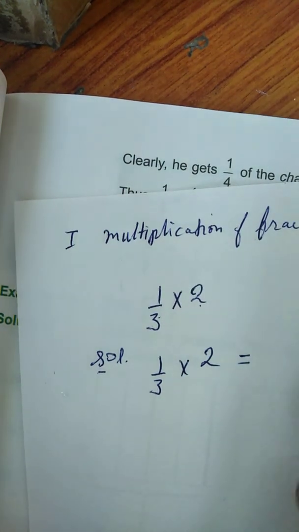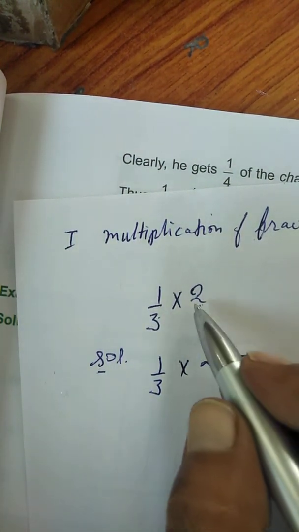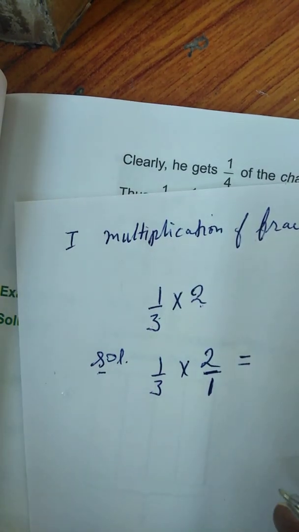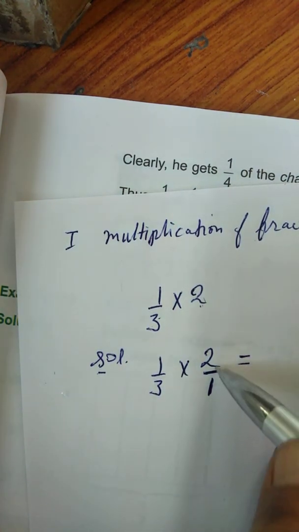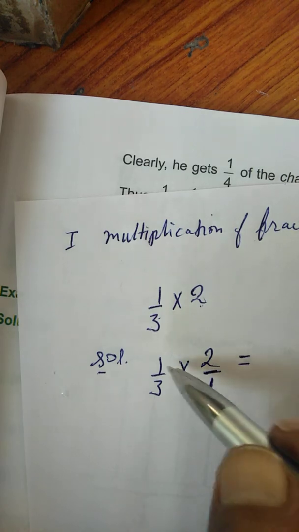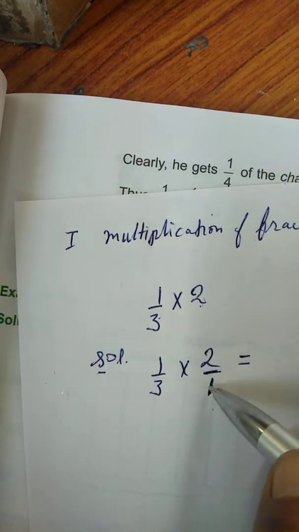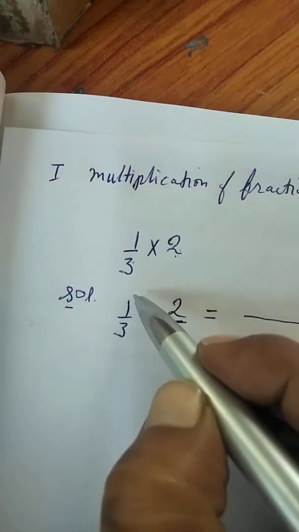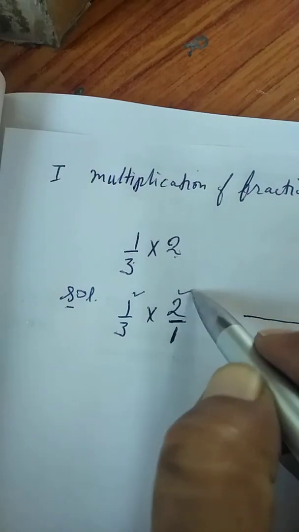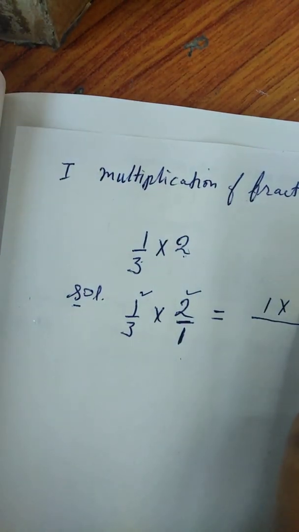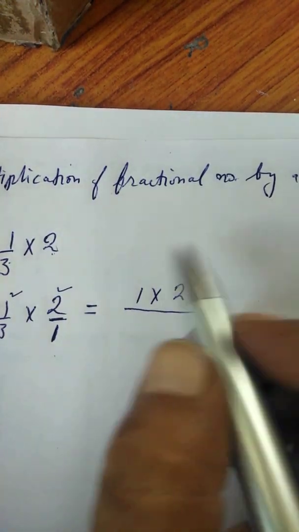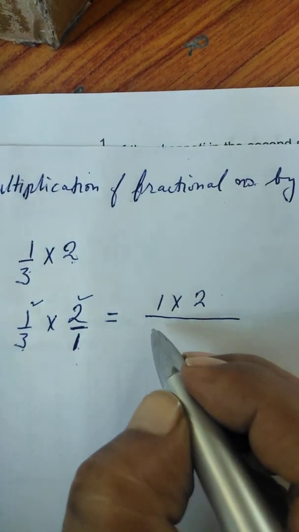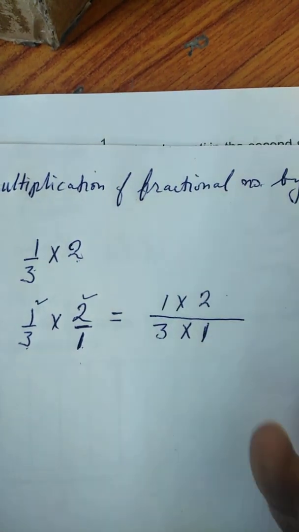Now one thing you should keep in mind: every whole number has its denominator as 1. So you can write 2 as 2 upon 1. So now we have 1 upon 3 multiplied by 2 upon 1. What you will do is multiply numerator with the numerator, 1 multiplied by 2. After that you will multiply denominator by the denominator, so you will write 3 multiplied by 1.